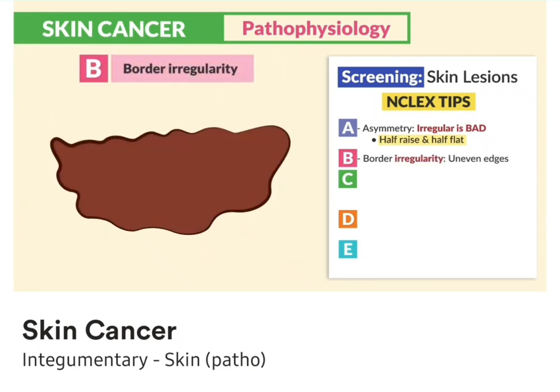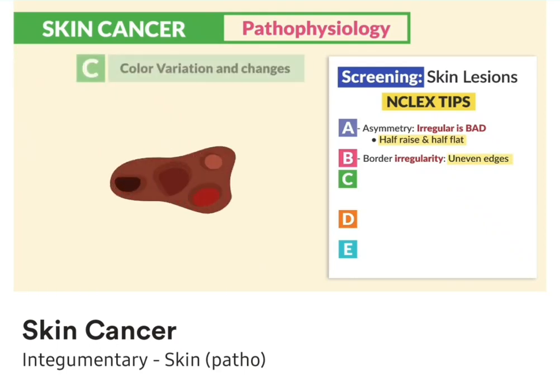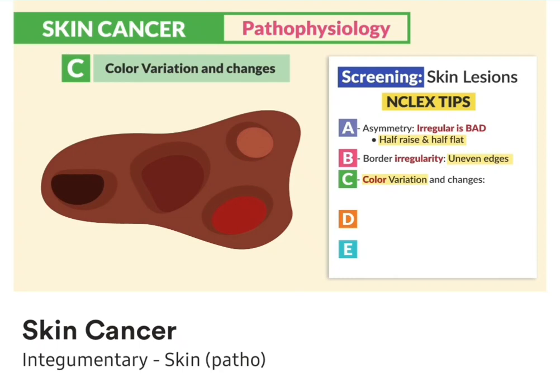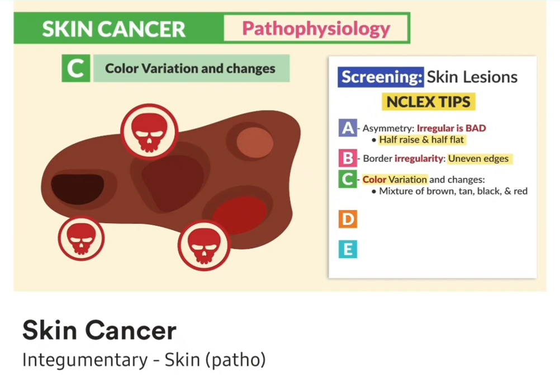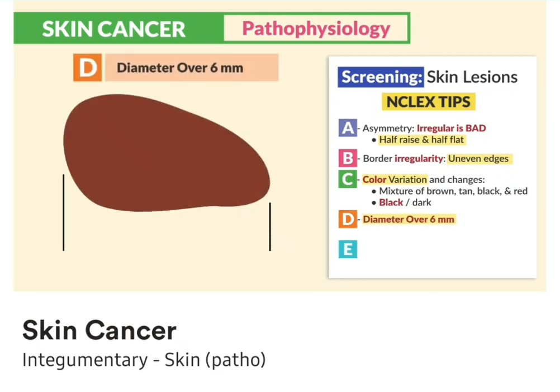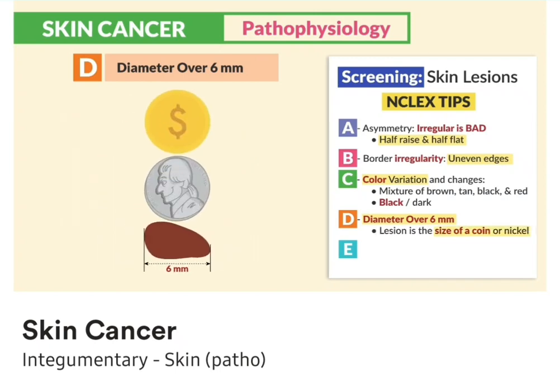Remember, irregular is the key term, with uneven edges, so write that down. C is for color variation and changes. We do not want a mix. So a mix of brown, tan, black, and even red, or the worst here, a black or dark lesion are typically indicative of necrosis, not a good sign. And D is for diameter, anything over 6 millimeters. Commonly described on many question banks as a lesion the size of a coin or a nickel. So just think the size of a nickel is over 6 millimeters.